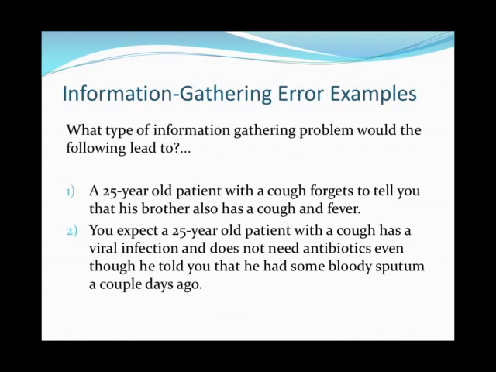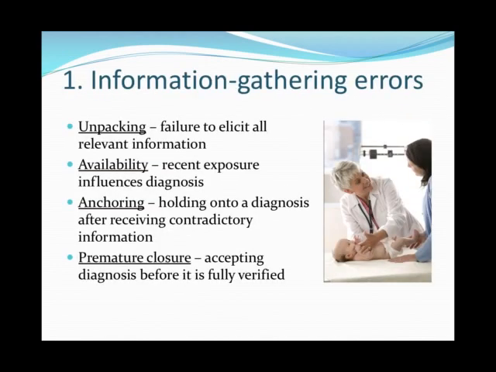Okay, so these are some examples. So this is my quiz for you. What type of information gathering problem would the following lead to? If we have a 25-year-old patient with a cough, but he forgot to tell you that his brother also has a cough and a fever, what could that lead to? So it's an unpacking error, right? We failed to elicit all the relevant information. Maybe it's because you didn't ask the question. Maybe for whatever reason we didn't get all the relevant information that would have affected the diagnosis.